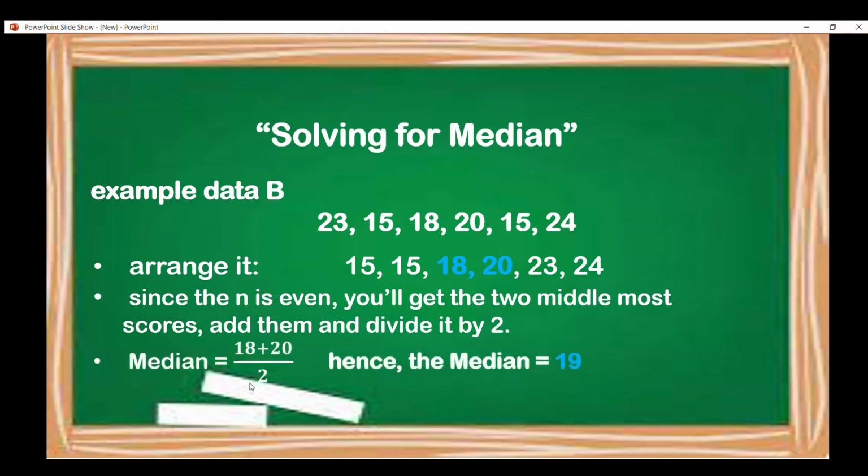So you can do this. Your median is equal to 18 plus 20 all over 2. Hence, the median is 19. So that's what you are going to remember. Take note also, if n is odd, you get the centermost. If n is even, you get the two middlemost scores, add them, and divide it by 2. You will get the median. Okay.